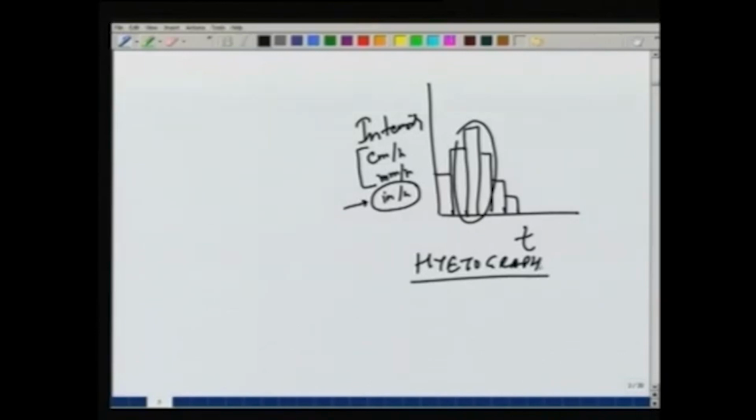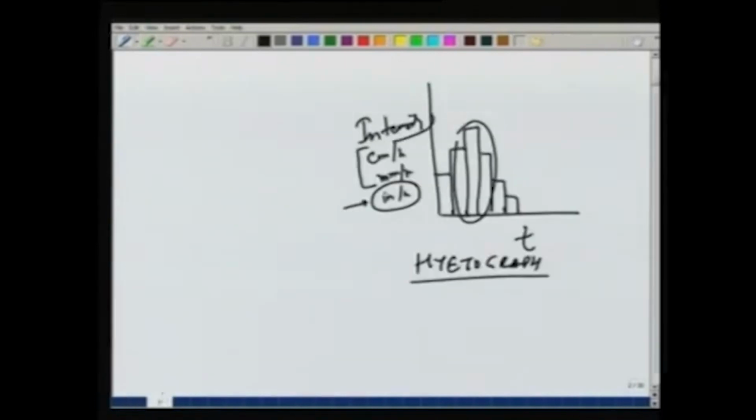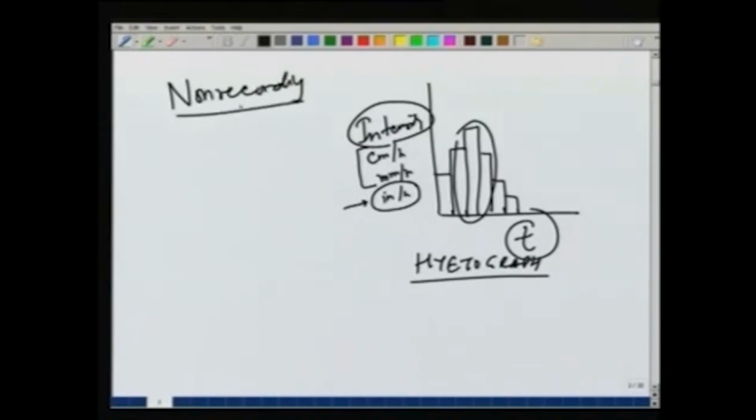So, we looked at these two different methods of presenting the data, one in terms of accumulated depth, which we call the mass curve, and the other the hyetograph, which is the intensity versus time. These two are, of course, if we have a non-recording gauge, then typically it is done daily. So, we will get an idea about the daily accumulated mass, but intensity for a period less than a day we will not be able to find.